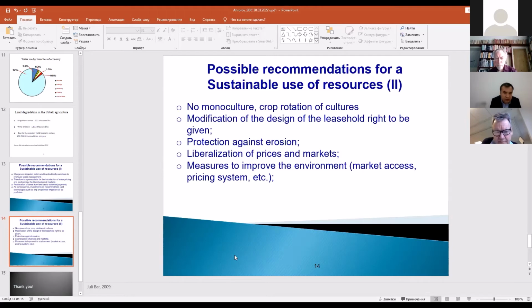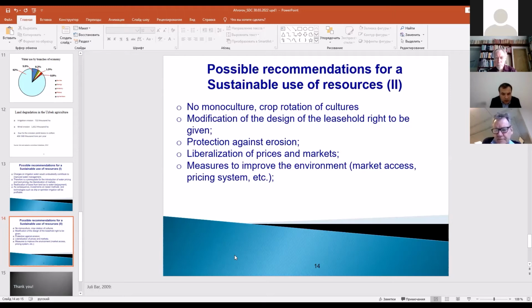The next proposal is modification of the design of the leasehold right to be given. Now land tenure is still uncertain despite several measures taken by the government in recent years. Land is given for 30 up to 50 years to farmers for agriculture purposes, but the local government could initiate takeover of this land, and this uncertainty prevents farmers from long-term investment in their lands.